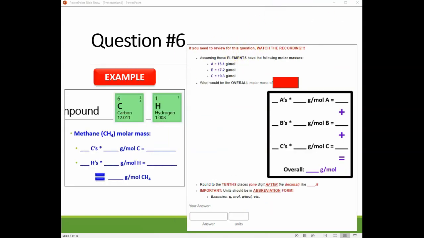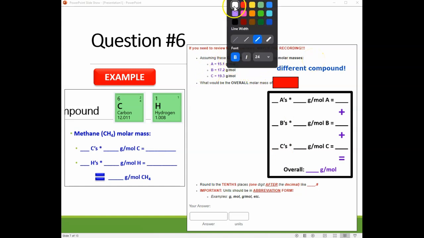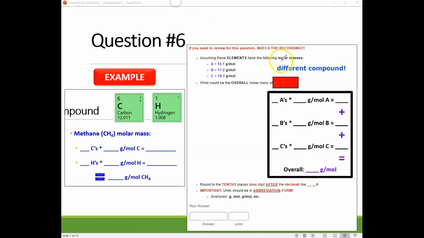All right, question number 6 is asking about how to calculate the molar mass of a compound. So everybody has a different compound, so obviously don't copy this example. What you're going to go ahead and do though is you're going to see how many of each of the atoms A, B, and C are in your compound, and then multiply it by the molar masses that you can see up here. Right, so you can see these molar masses are listed up here.